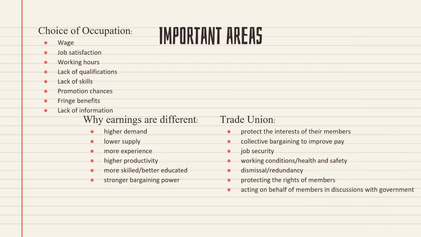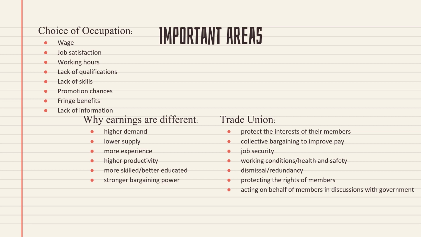Let's see. For easy understanding of the topic labor market, I divide it into three topics. First one, choice of occupation. Second one, why earnings are different. And third one is trade union. So under labor market, the first question they may ask is about the choice of occupation, why a particular labor is selecting this job.